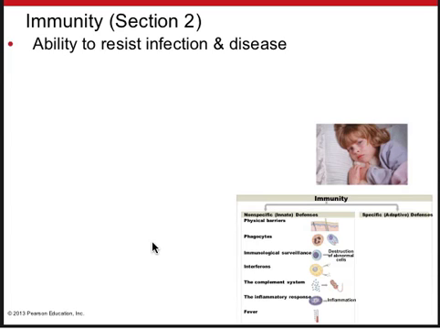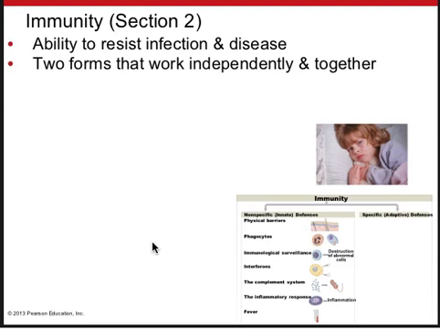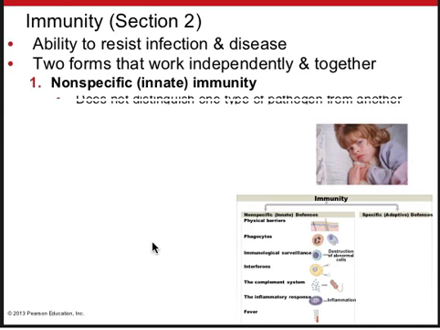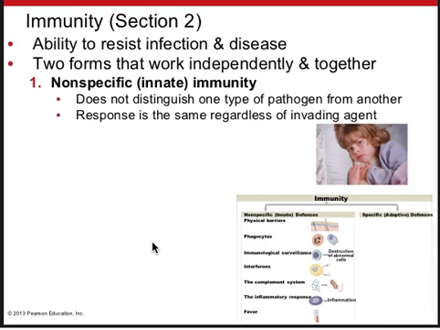Anything that penetrates those layers is going to be subject to attack by our adaptive immunity, and that's the lymphocytes working together with the macrophages to generate a specific chemical and physical attack that will destroy the pathogen. These two forms of immunity work independently and together. Our nonspecific immunity does not distinguish one type of pathogen from another. The response is the same regardless of the identity of the invading agent.